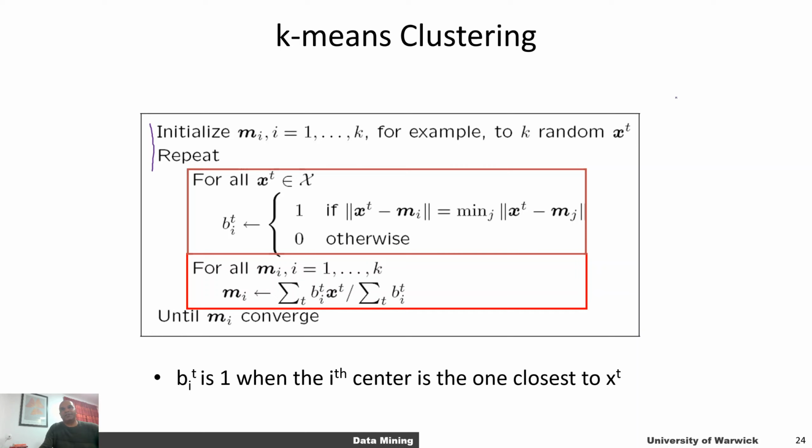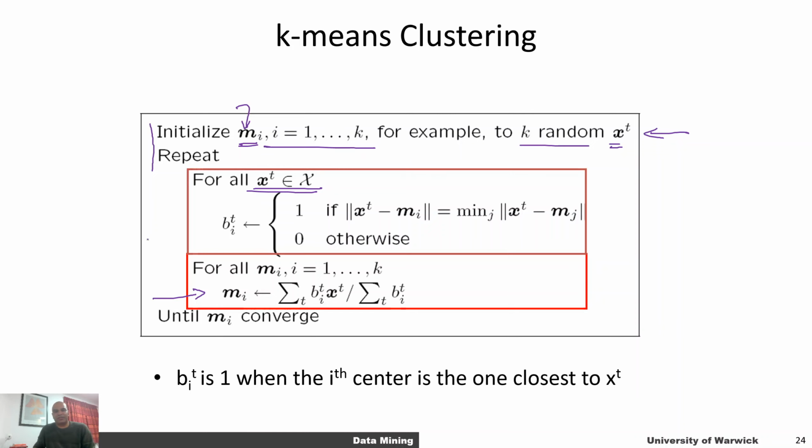We initialize k exemplars, which are indicated by mi. I had denoted them by ci, for example, to k random xt. And then we repeat: for all the training data points that are given to me, I find which of these exemplars is the closest to that point, and based on that, I update that exemplar, and I keep on doing that until I converge.